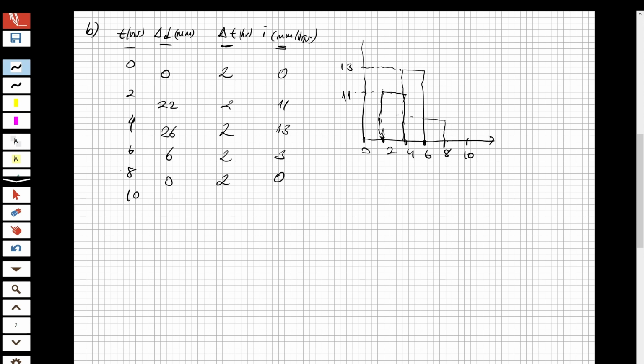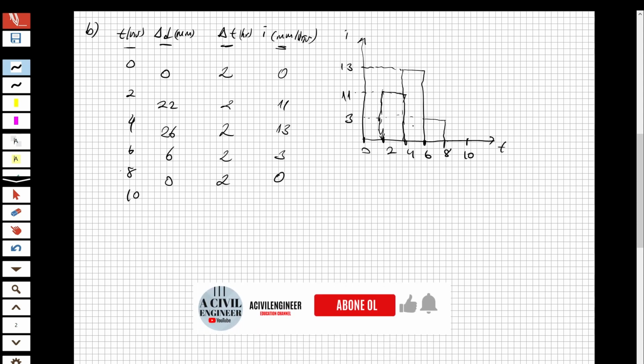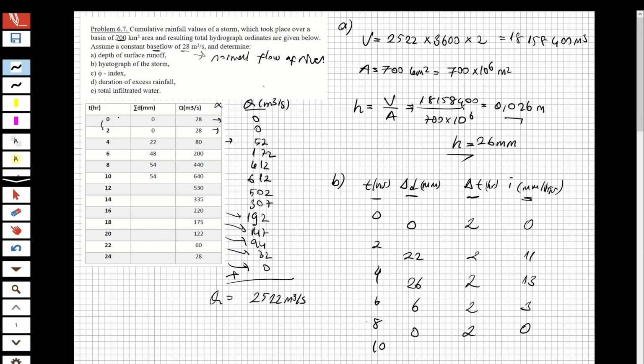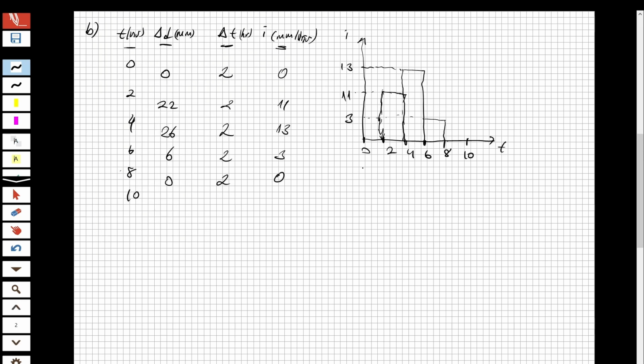Now we construct the hyetograph of the storm, and this is intensity, and this is time. So this is 3, because between 6 and 8 is 3. So let's check the third part. What is the third part? The phi index. How are we going to determine the phi index? The phi index specifies the water that will act as surface runoff.